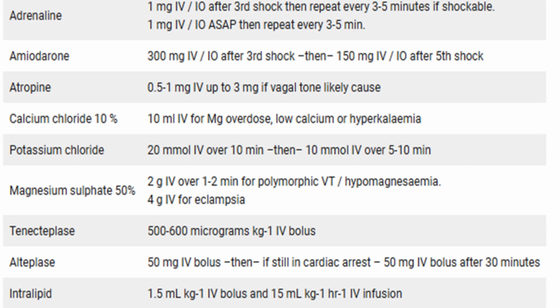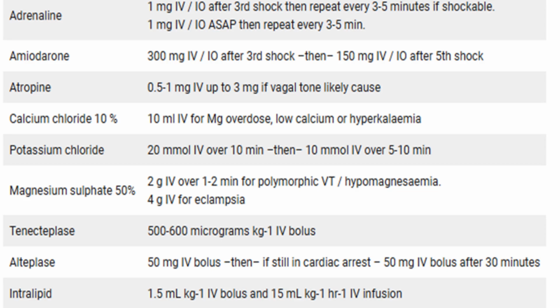With the reversible causes, if we identify hyperkalemia, we would be giving calcium chloride 10 ml of 10%. We'd also give this in the case of hypocalcemia. In hypokalemia, we'd be giving potassium 20 millimoles IV over 10 minutes, and then 10 millimoles IV over 5 to 10 minutes. If we see polymorphic VT, where there's hypomagnesemia, 2 grams IV magnesium sulfate, you'd be giving 4 grams IV in the context of eclampsia.